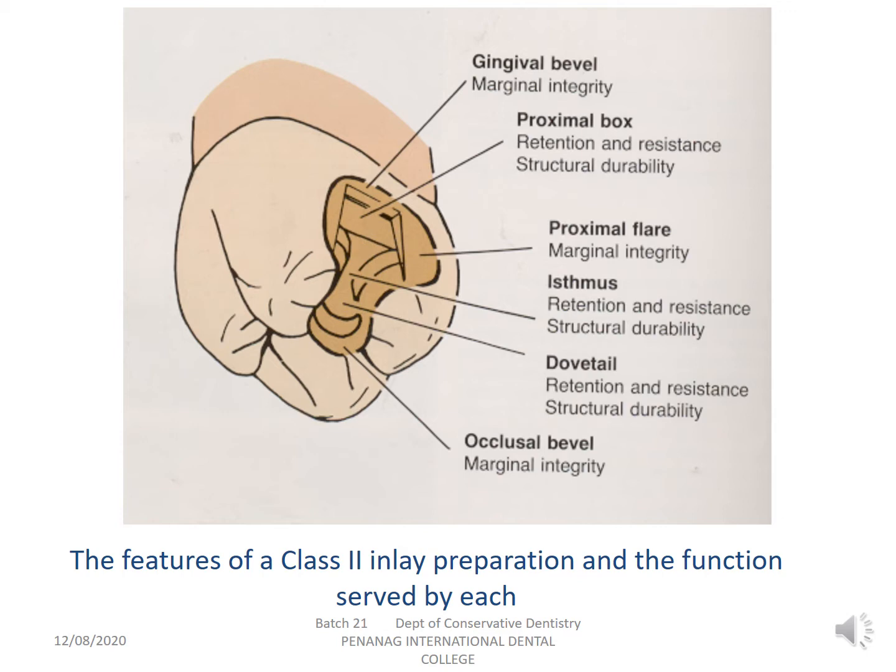Coming to proximal flares, the proximal flares also extend the restoration into the proximal embrasures, which can be burnished, finished, and polished. At the same time, they provide a strong obtuse cavosurface margin. In some cases, we can give proximal flares extending further into the gingival embrasures. Those are called secondary proximal flares, which are extensions of the primary proximal flares. These are given in cases where there is caries or any defect which you want to include in the restoration.